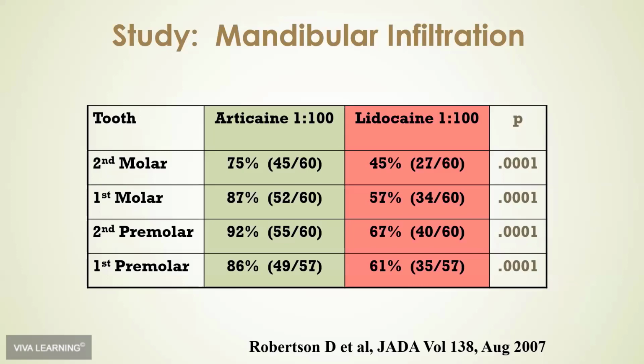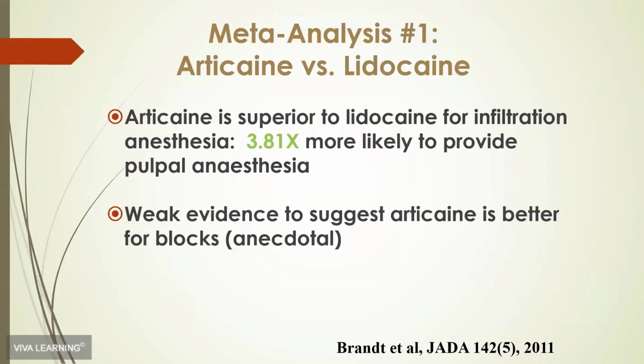So this study looked at using articaine as an infiltration drug in the mandible. And if you look at this chart here, you can see that articaine as an infiltration drug works really well, 87% efficacy beside a first molar. That's better than some studies showing the efficacy of an inferior alveolar nerve block. So using articaine as an infiltration drug in the mandible, especially for premolars and anterior teeth, is very good. It's very effective, much more so than our other local anesthetics.